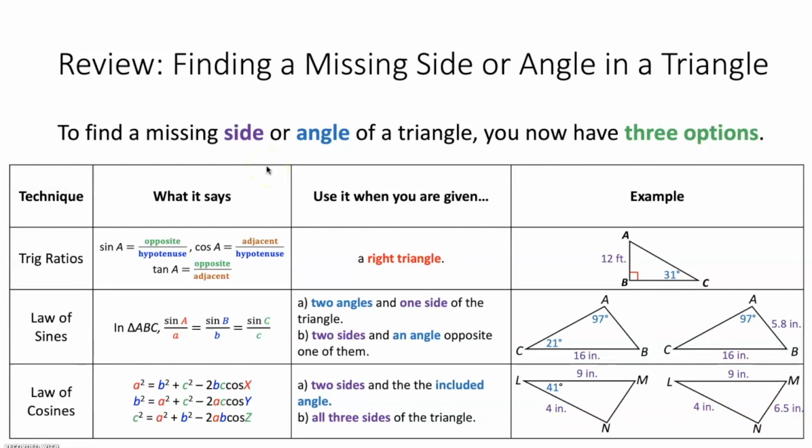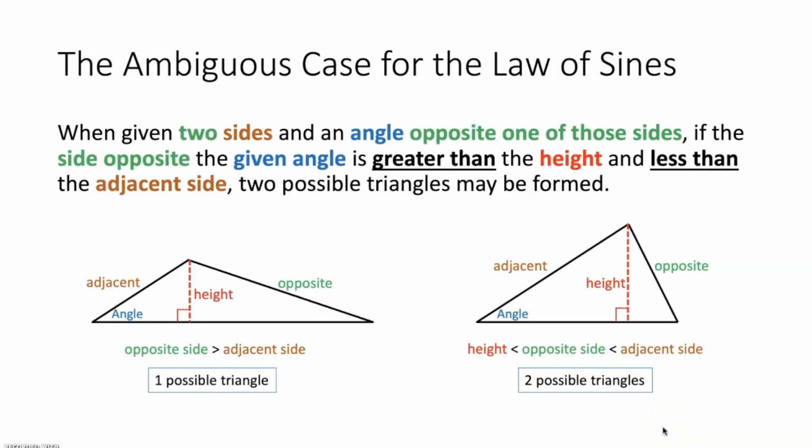Now today we're going to be focusing on one situation in particular, when you're given two sides and an angle opposite one of those sides. When this happens, there's actually a set of circumstances where you could create two possible triangles with the given two side lengths and the angle opposite one of those side lengths. And we'll show you now how that works. So this is called the ambiguous case for the law of sines.